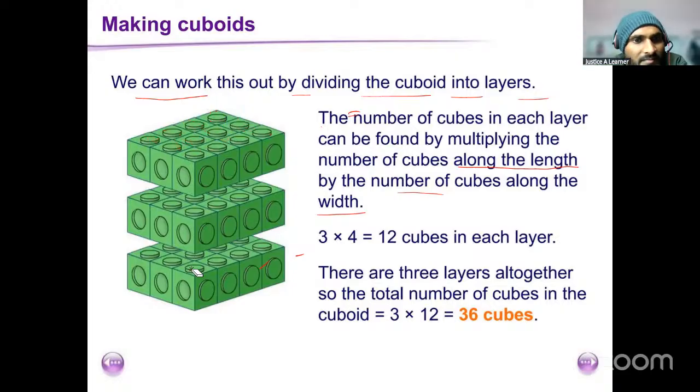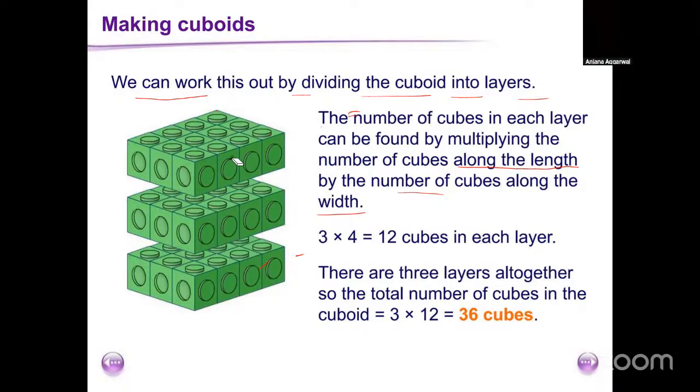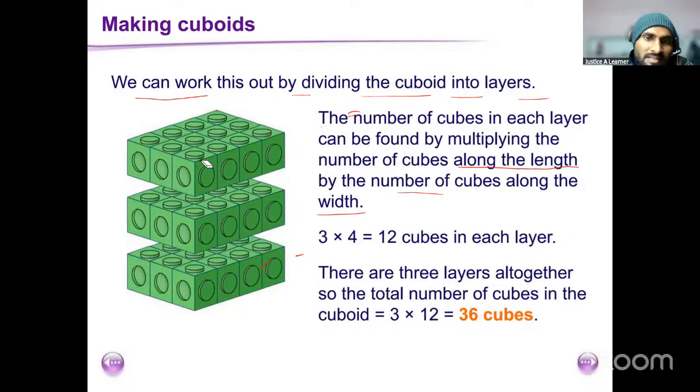And if you want to make your work easy, you may not count. You must just see the length. Length is 4, and width is 3. So 4 multiplied by 3, that is what I did first. So that is 12. Now you will see there are three layers. So 3 into 12 is equal to 36 cubes. Now do you understand?